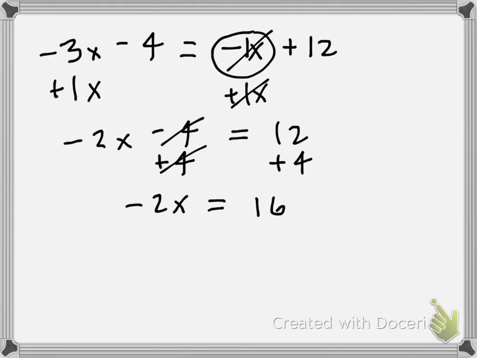And then finally, I'm going to get rid of this multiplication here using the opposite operation, which is division. I'm going to divide by negative 2. Negative 2 divided by negative 2 is positive 1. Positive 1x is what we're looking for there. And then on the right, 16 divided by negative 2 is negative 8. We know we're done because we've got that x on one side by itself. That's what we're looking for here, okay?